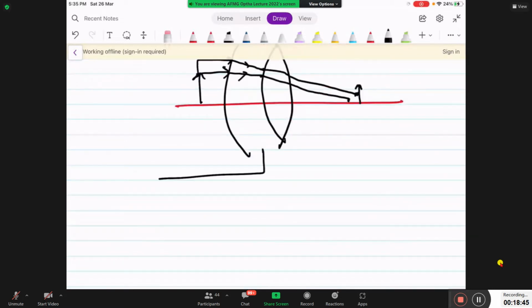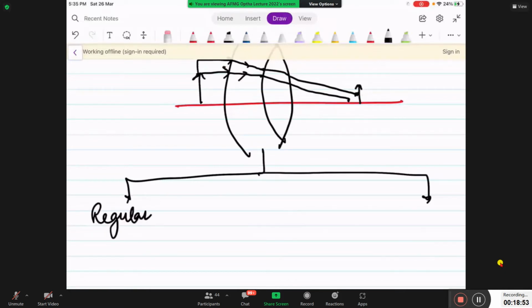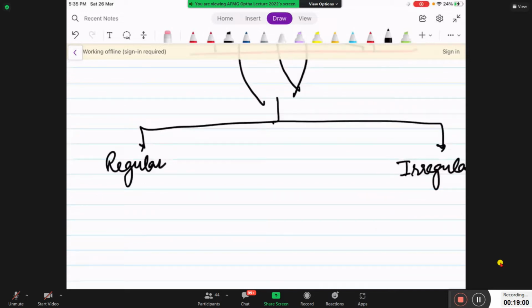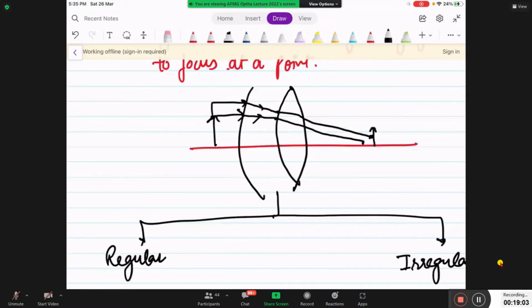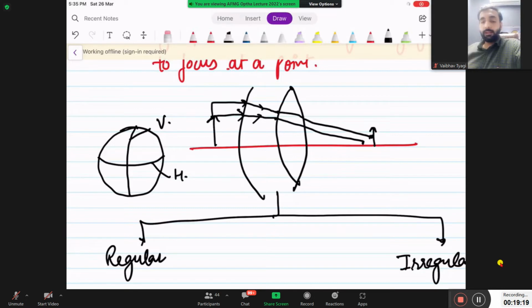Now talking about the types of astigmatism, write down the classification. It is of two types: regular astigmatism and irregular astigmatism. Now suppose this is your cornea, right? This is your cornea. It has two surfaces or two meridians. This one is the vertical meridian and this is the horizontal meridian, V and H.